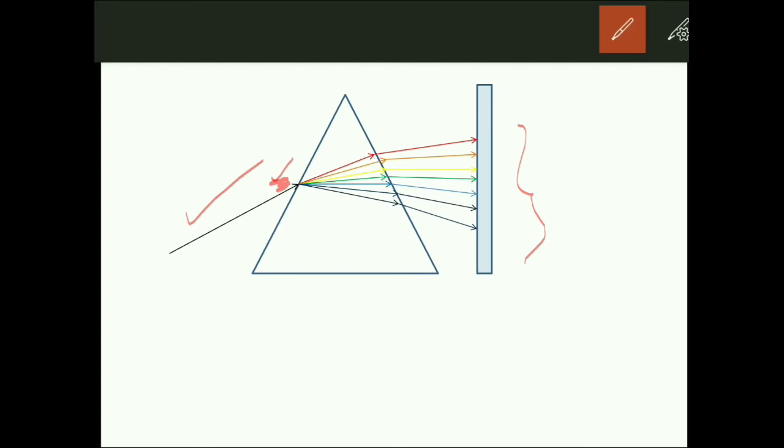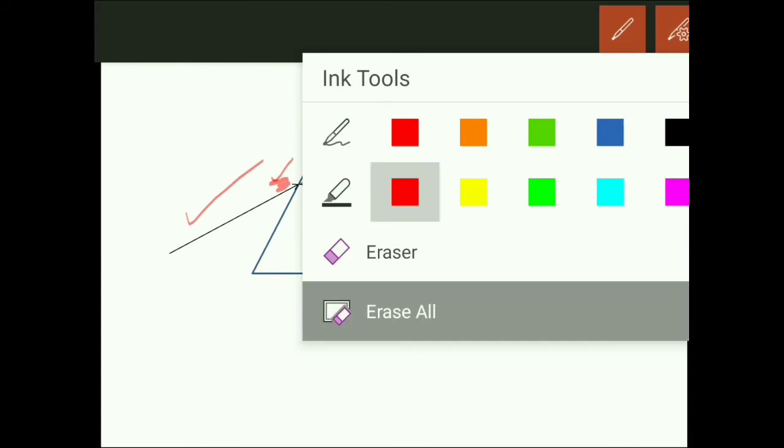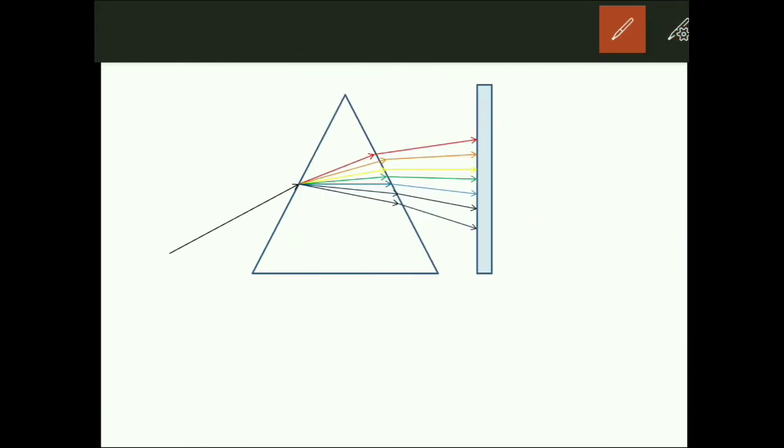If you notice the pattern, there is red at the top, then orange, yellow, green, blue, indigo and violet. It is following this pattern if you look at this diagram properly. And all these colors will form a band on this screen.